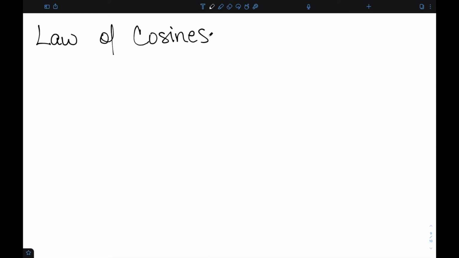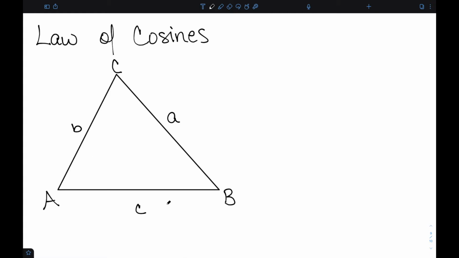Now that we've dealt with the law of sines, let's look at the law of cosines. For the law of cosines, we start with our triangle with angles denoted by the capital letters A, B, and C, and the side opposite them denoted by the corresponding lowercase letter. There are 3 laws of cosines.